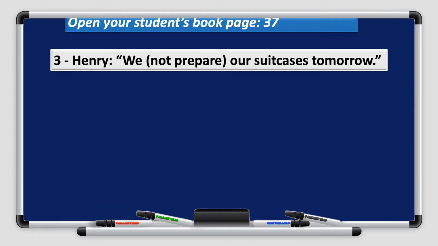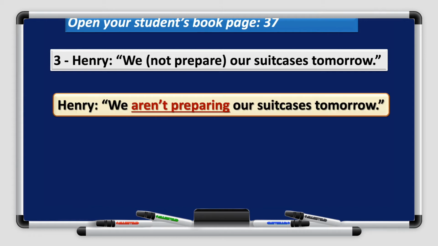Number 3, Henry, we not prepare our suitcases tomorrow. Notice not here, so I know it's a negative sentence. What am I going to do? I'm going to add not to form a complete sentence. So the answer will be, we aren't or we are not preparing our suitcases tomorrow.